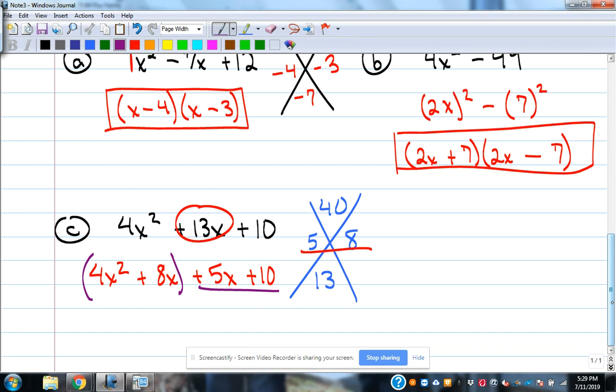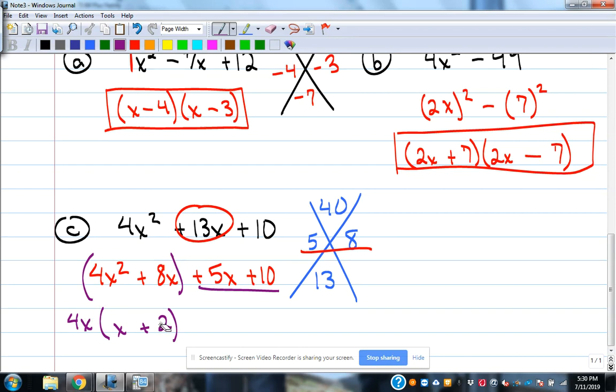And the first group, 4x squared and 8x, we get the GCF of those two, which would be 4 and x. And that'll leave us x plus 2 in the parentheses. Okay, so the GCF of 4x squared and 8x, 4 goes into both of them. Each of them have an x. So that's why it's 4x. And then what times 4x gives me 4x squared? That's x. What times 4x gives me 8x? That'd be a positive 2.